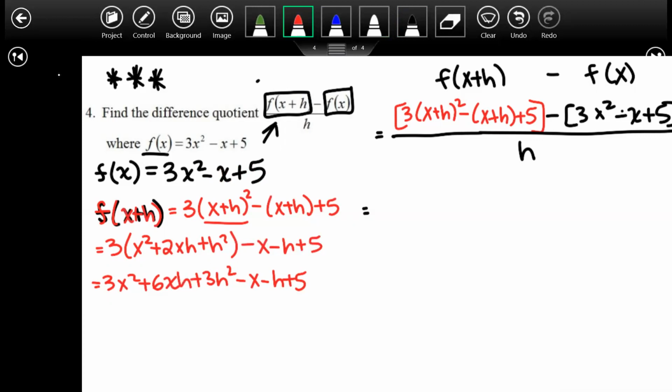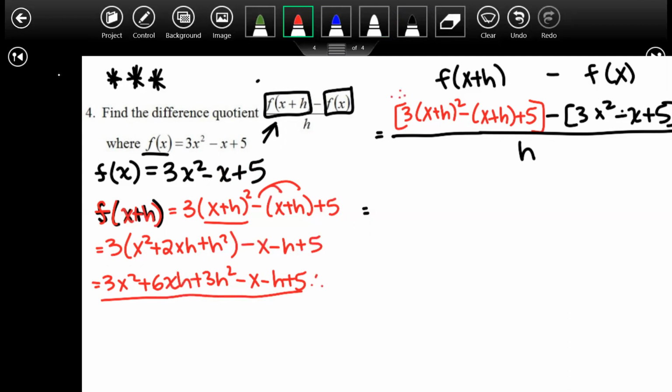Yes? Have to distribute that negative into the factors. Yep, have to distribute that negative. Because none of these can be reduced, this is our full equation that we're going to input here. So this equation is going to go into this equation for this.